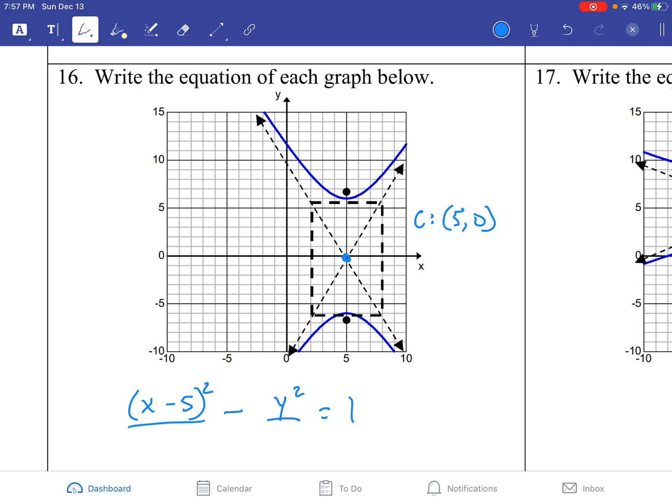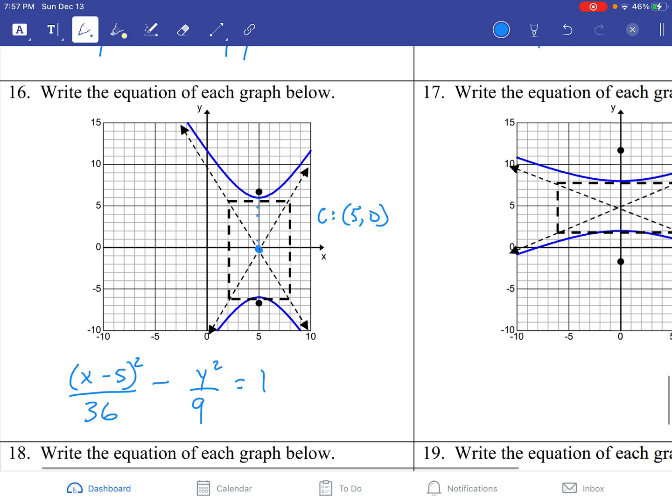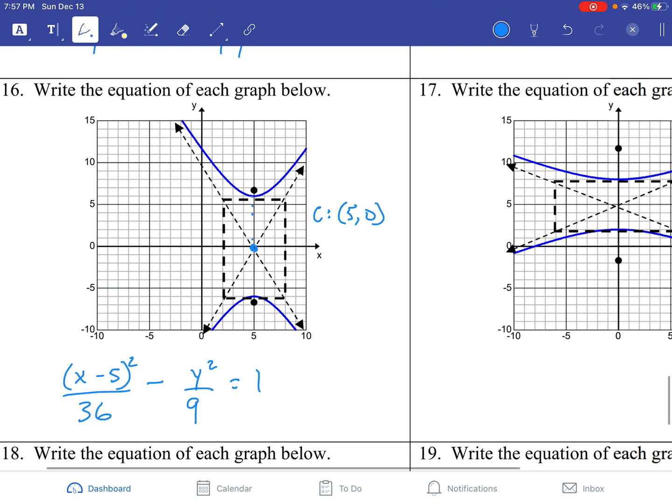All right, the a value is going to go in front. So it's going to be 1, 2, 3, 4, 5. So, that's a bad kind of square here. 1, 2, 3, 4, 5. It looks like it's supposed to be 6. All right, so that's going to be 36. All right, the y going sideways is going to be 3, which is 9. Okay.